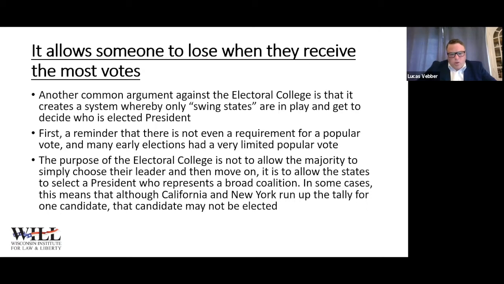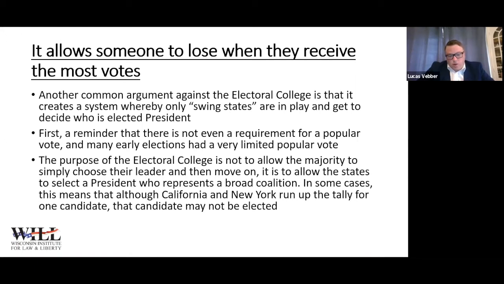But the purpose of the Electoral College is to not allow a majority or even a plurality to simply choose their leader, impose that leader on everyone else, and then move on. It requires whoever wants to be president of the United States to form a broad coalition that represents a number of minority interests and can bring all of those factions together to build the support necessary to build an electoral majority in order to obtain that office.